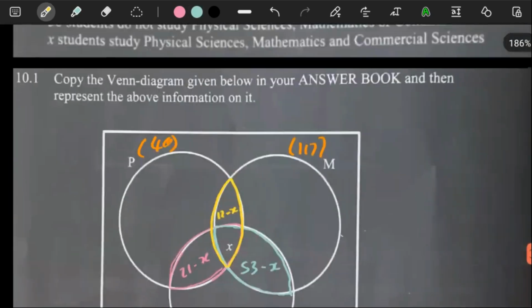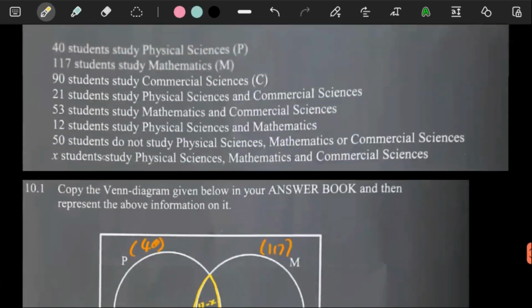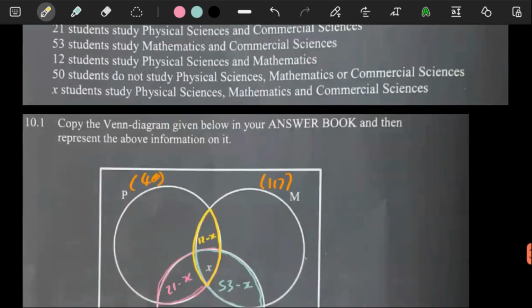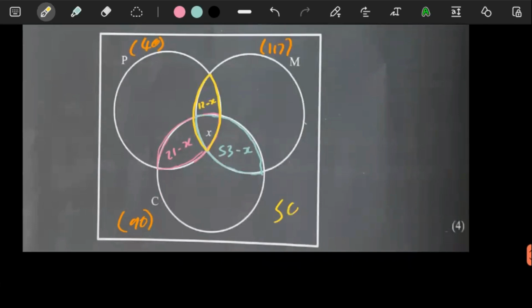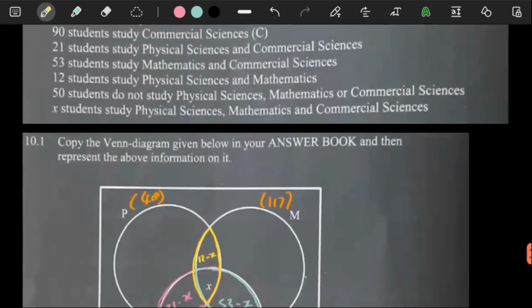So with all that being said, they then said here 50 students do not do any of the three. So it means out here we have the number 50. And then it says here x students do all of them.